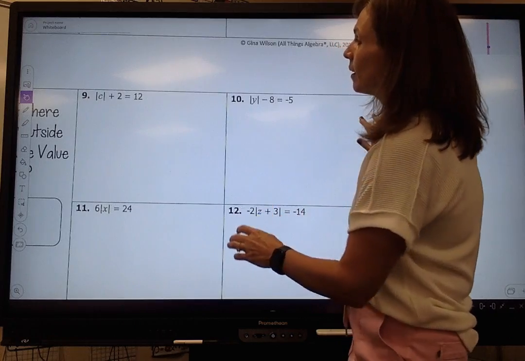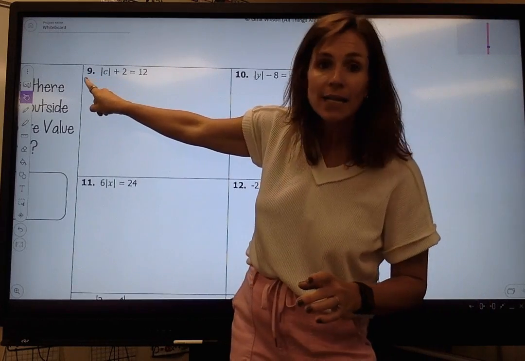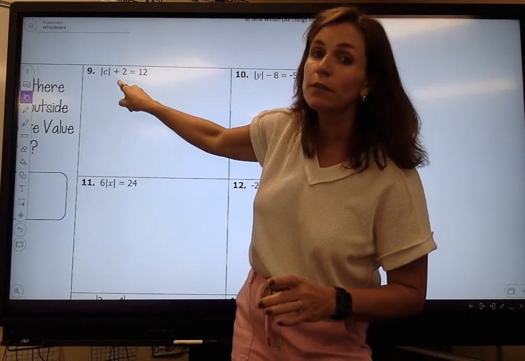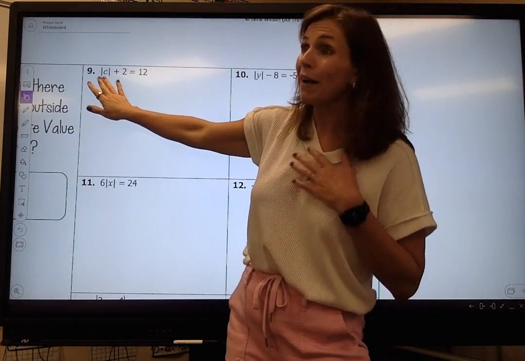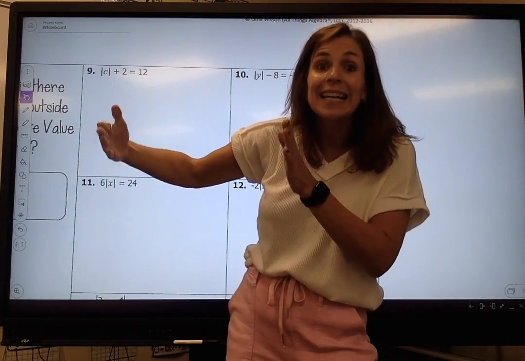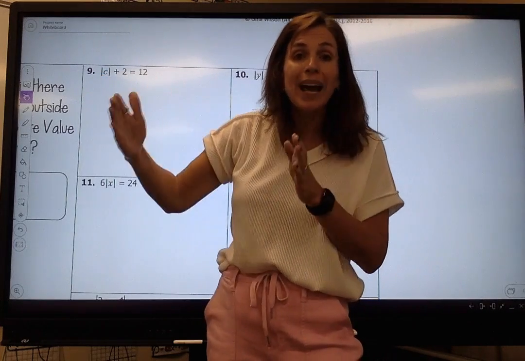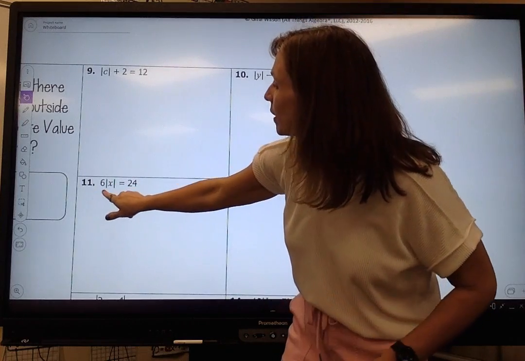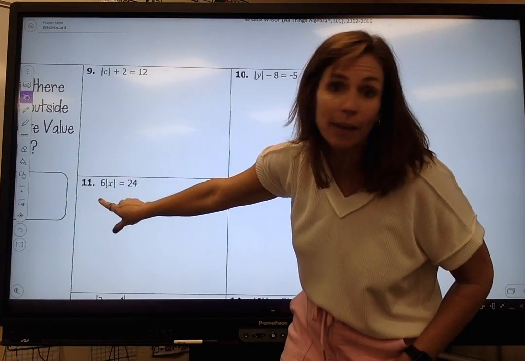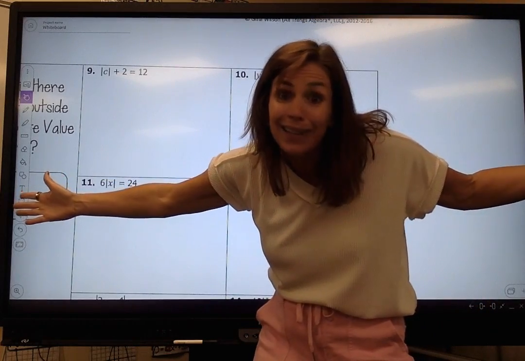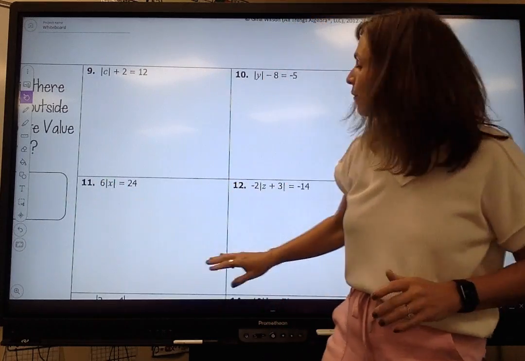Look at number 9. Number 9 is not isolated. It's got this positive 2 by it. So my first step here would be I have to isolate it and get it by itself. Okay, that's what isolated means. So number 11, look, you have this 6 outside that absolute value expression. Not isolated. You have to get it by itself first.